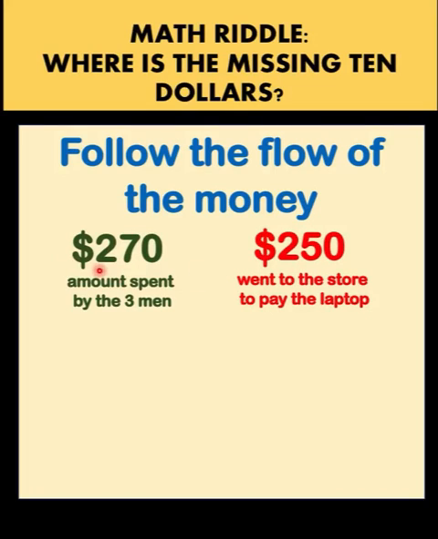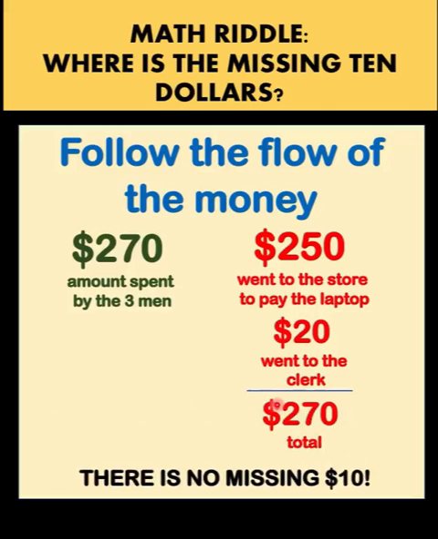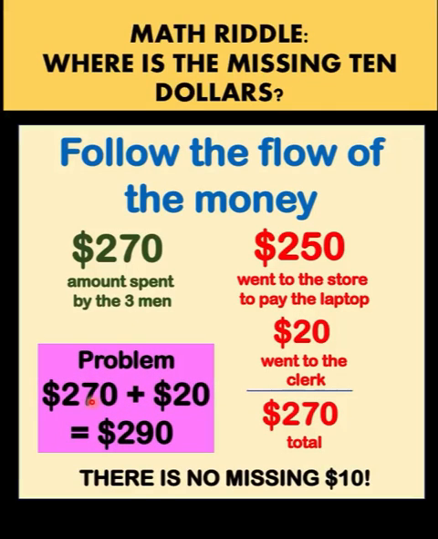$250 of this $270 went to the store to pay for the laptop, and the remaining $20 was taken by the clerk. So a total of $270 fully accounted. So there's no problem here. Nothing is missing. Now the problem in the puzzle lies in the fact that we added this $270 to the $20 that the clerk took, and that gave us a total of $290. Now this is a wrong accounting because we are mixing up the numbers.